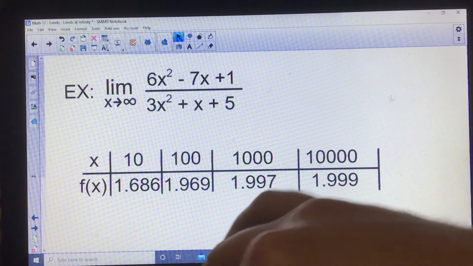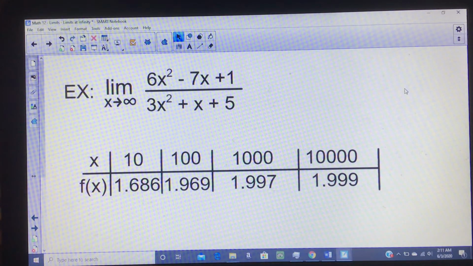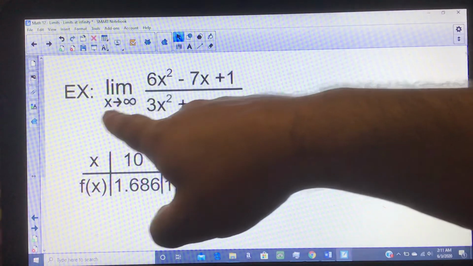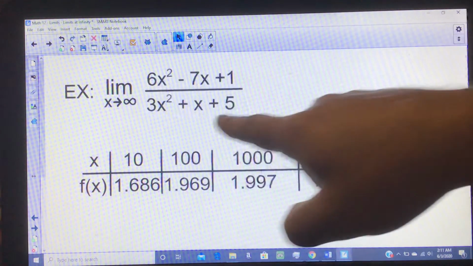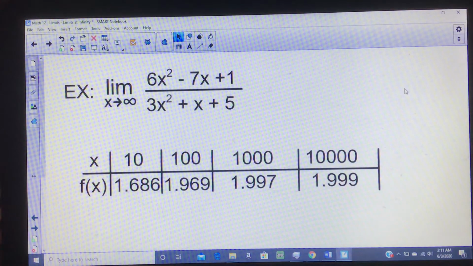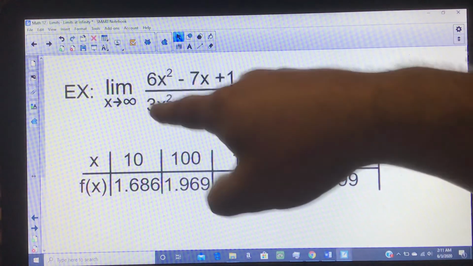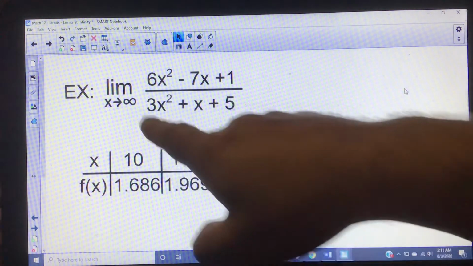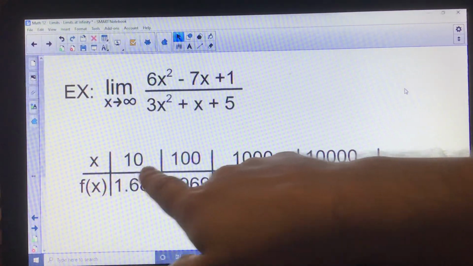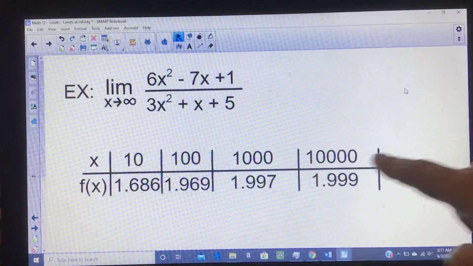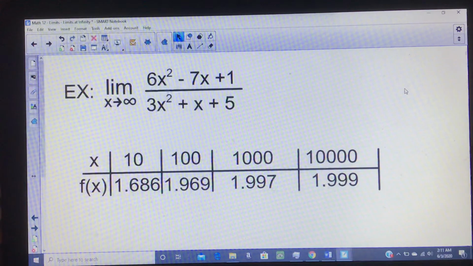Here's just another one. This one has the limit as we go to infinity for this big chunky function. Now, once again, I wouldn't do this by hand. Just throw this function into the calculator, and I can use the same values. If I want to go to infinity, well, I tried 10, 100, 1,000, 10,000. Once again, I could keep going. But once I got to 10,000, I could see what was going on.